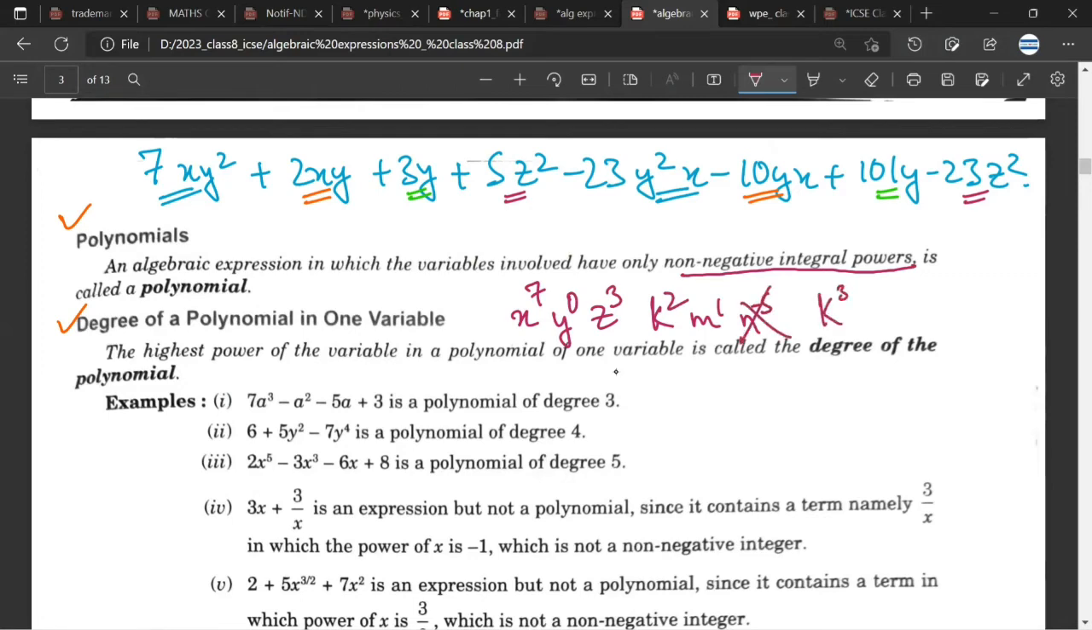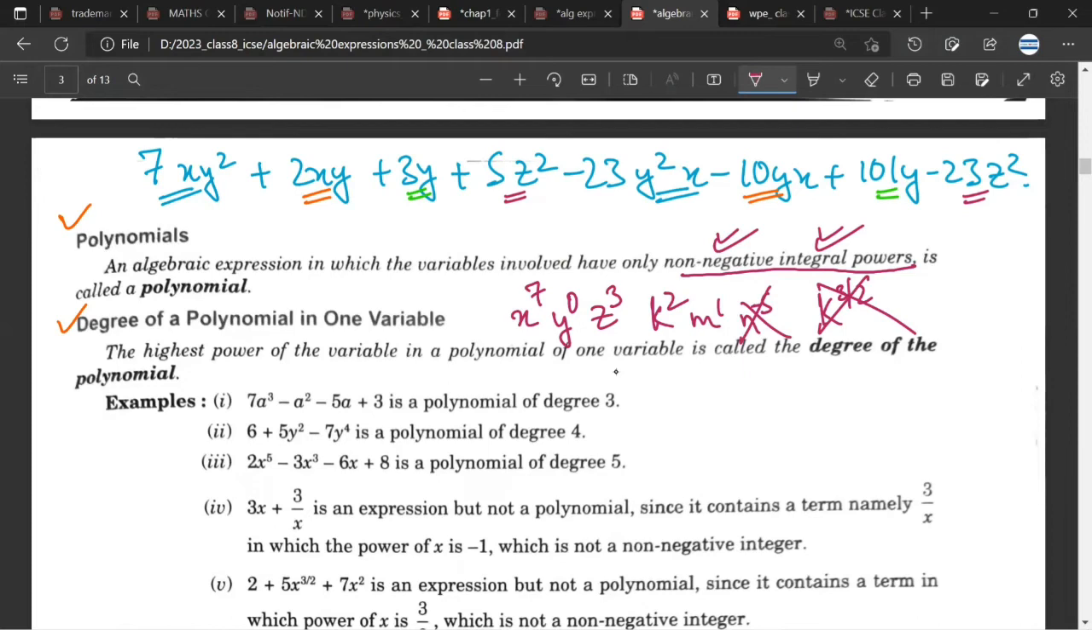And k raised to power 3 by 2 is also not. You have to be non-negative and you have to be an integer. You know what integers are? So basically, in a polynomial, x raised to power something, or y, or m, or n raised to power something, would always be raised to power 0, or raised to power 1, 2, 3, 4, 5, 6, 7.